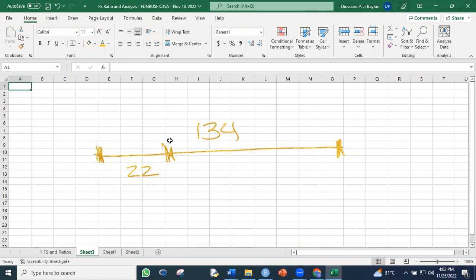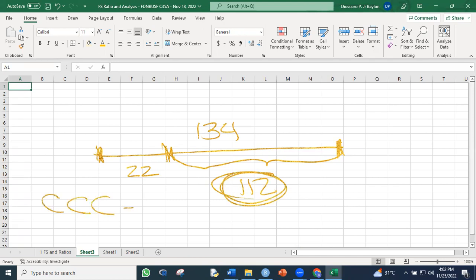Bakit? We will be borrowing here on day 22, right? And we will be able to pay here on day 134. It means that your utang, your loan, is still open for 112 days. So the cash conversion cycle is the number of days it will take us to have our loan for the payment of our payables financed. So this is the number of financing days, 112 days.